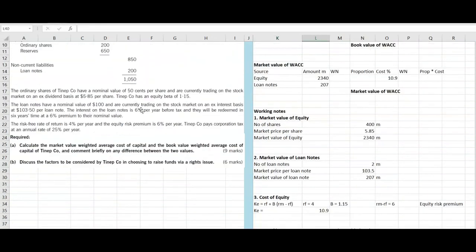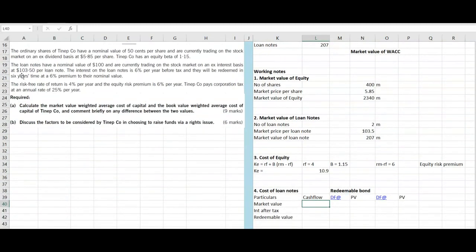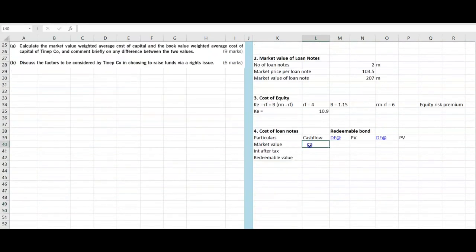Okay, so the cash flow is, the market value of the bond is 103.5. So it's a negative number. The first number is always a negative number, 103.5. So in which year is this going to occur? This is going to occur in the 0th year. The next one is interest after tax. So this, we have to calculate.